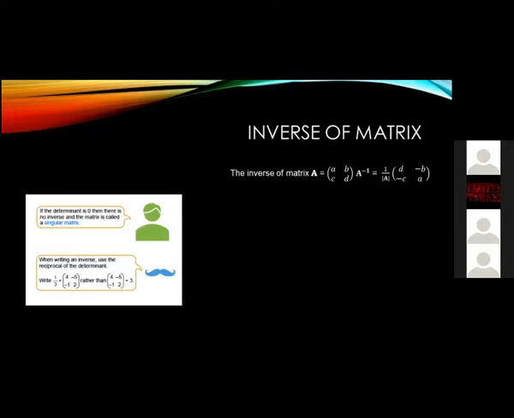When writing an inverse as the reciprocal of the determinant, write 1 over 3 times 4 minus 5 times minus 1, times the matrix 2, 5, minus 1, 4 and 3, rather than factoring the determinant into the matrix entries.